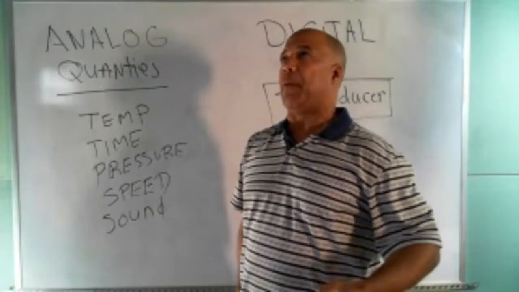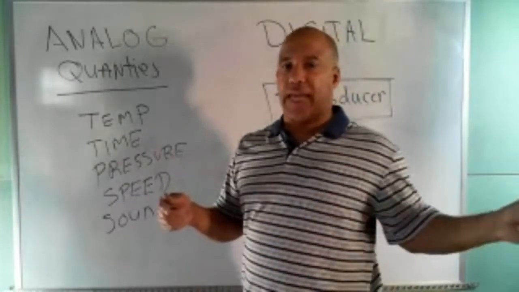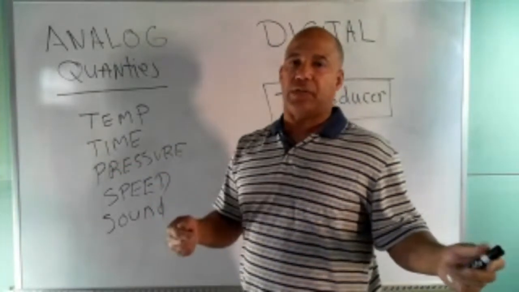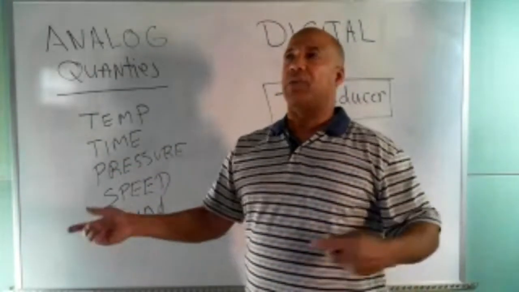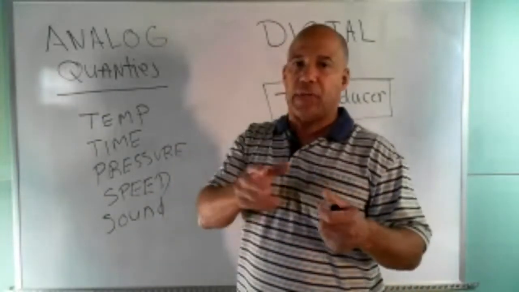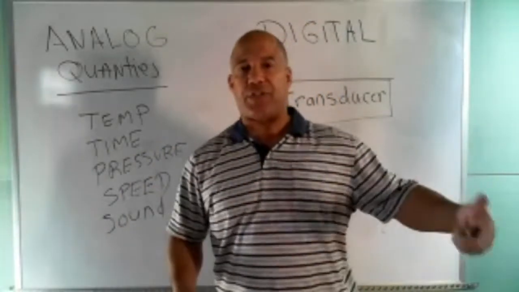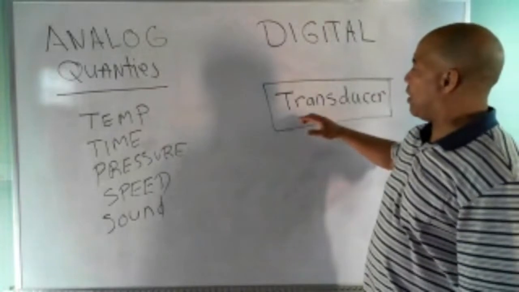A transducer is any device that changes energy from one form to another. For example, a speaker is a transducer. You put in electrical energy, you get out sound. A motor is a transducer. You put in electrical energy, the shaft spins, you get out mechanical energy. Some transducers can go both ways. You can speak into a speaker and get out electricity. You can spin the shaft of a motor and now it's a generator. So a transducer takes energy and changes it from one form to another.